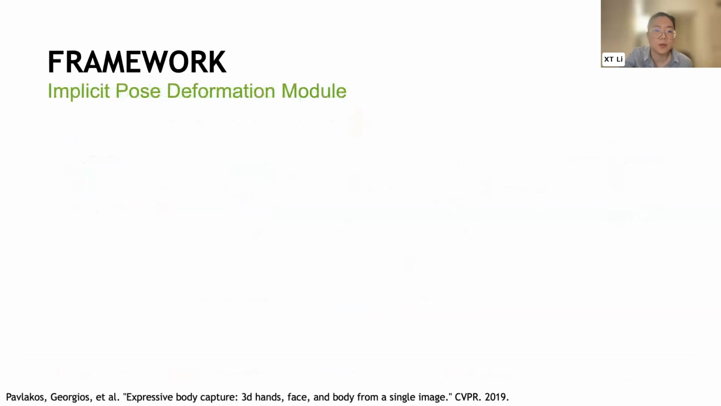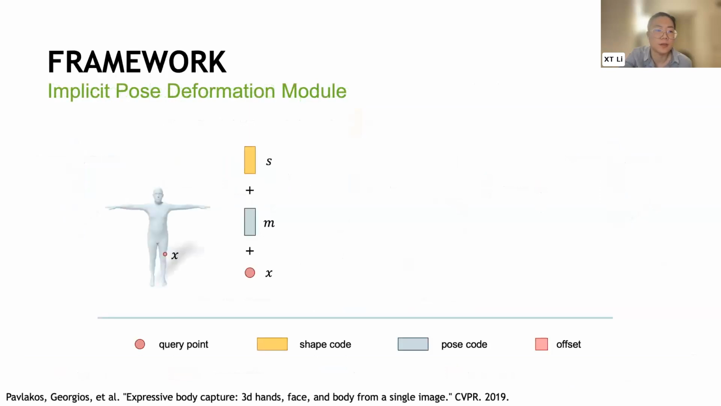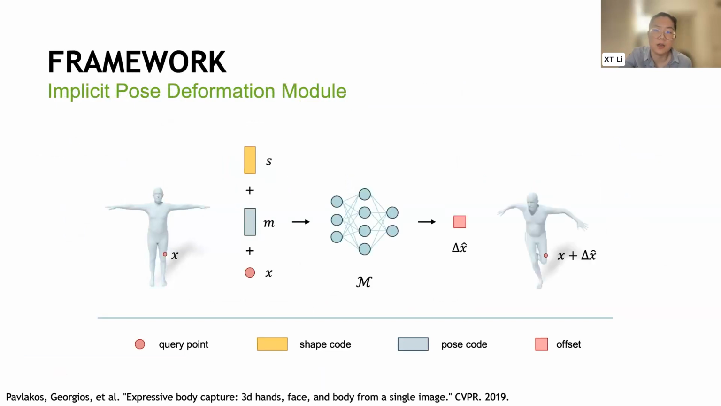After we get the shape code, we are ready to transfer the pose. So we develop this pose deformation module that takes the shape code of the character, a target pose code, and also a query point as input. It then uses a multilayer perceptron to predict the offset of the query point. By deforming all surface points with respect to their offsets, we can deform the input character to the desired target pose.